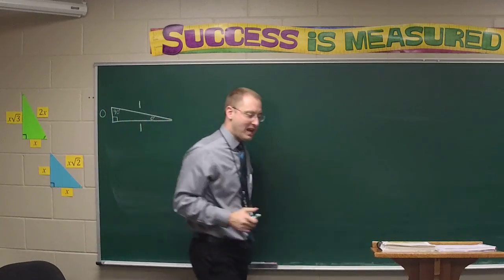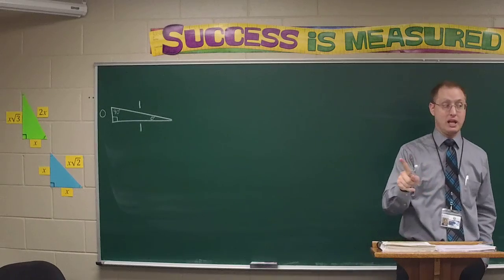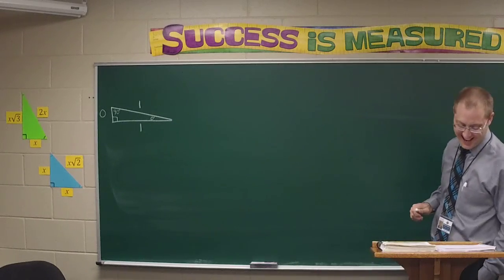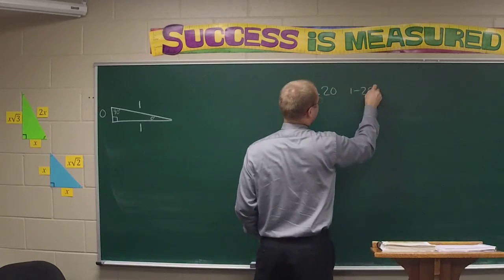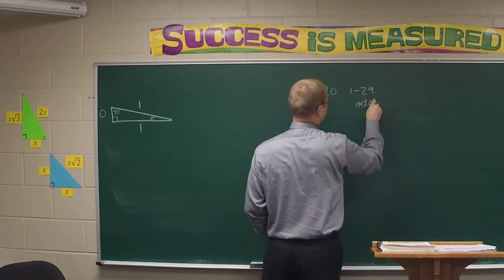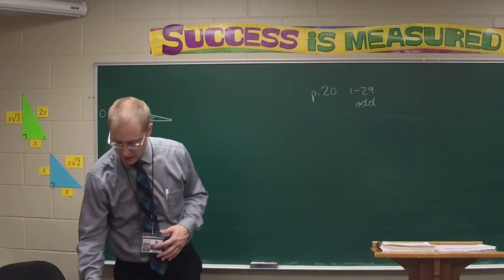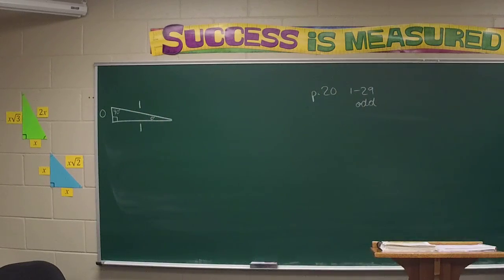So, on page 20, using these triangles, not using the chart from yesterday now, I want you to do numbers 1 through 29, the odd, there on page 20. Don't use the chart. Base it off the triangles. If you want to draw the triangles on your own paper, by the way, so that way you're not having to keep looking up, that's fine as well.